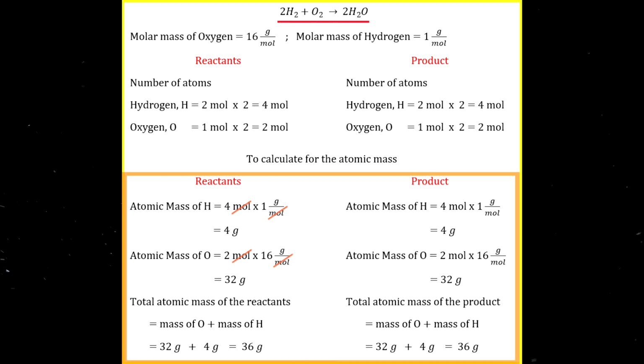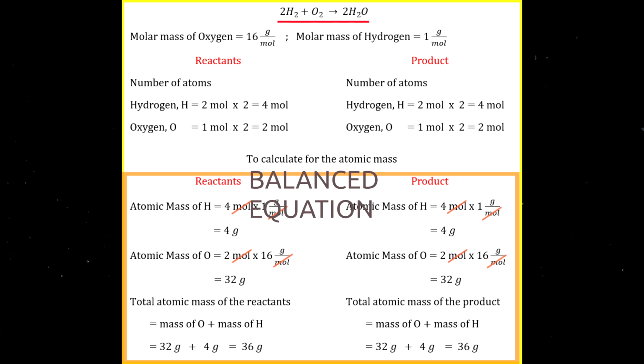Then for the product, the atomic mass of the hydrogen is 4 moles times 1 gram per mole, we get 4 grams. And then for the atomic mass of oxygen, that is 2 moles times 16 grams per mole, we get 32 grams. So the total mass of the product is 32 grams plus 4 grams, we also get 36 grams. So you have noticed that the total mass of the reactants is equal to the total mass of the products. So in this case, the first equation is a balanced equation.